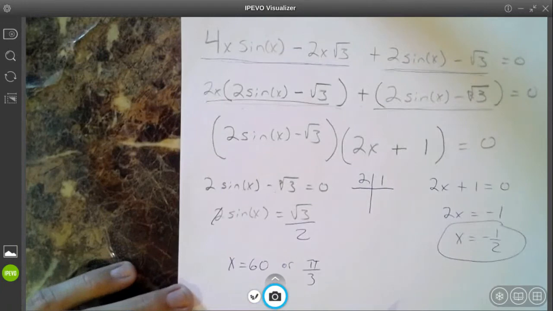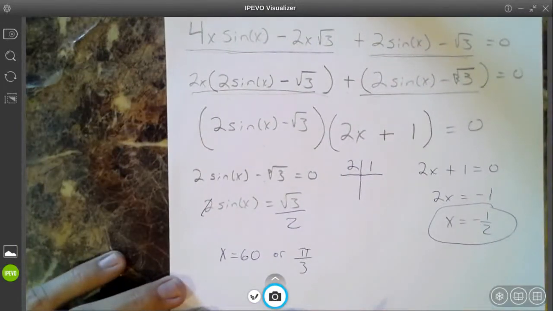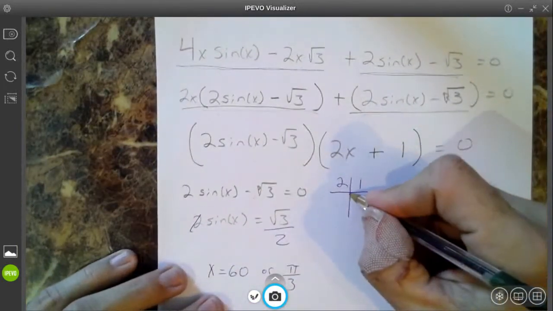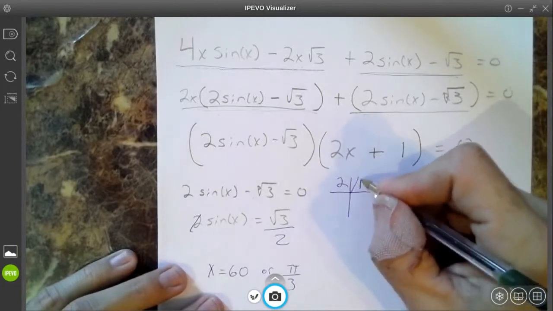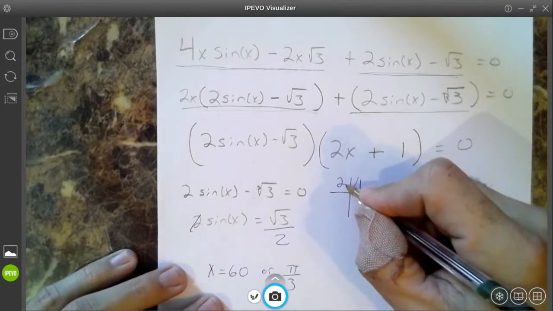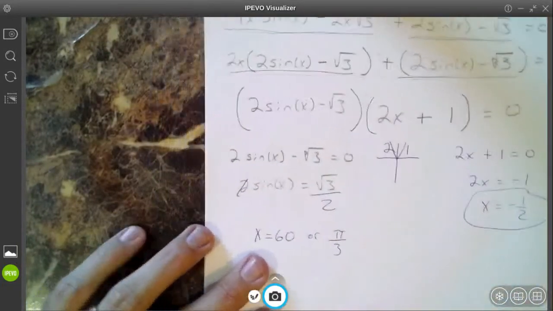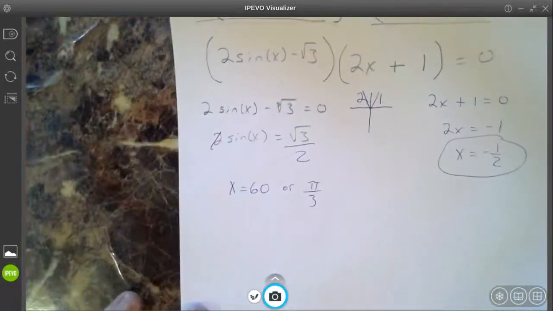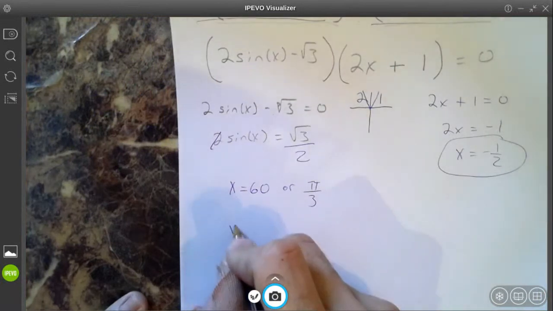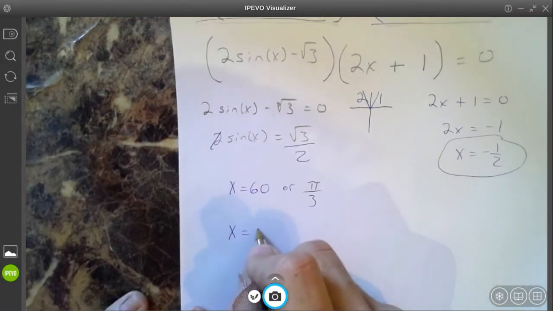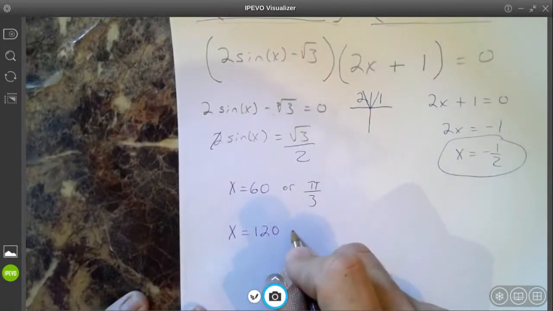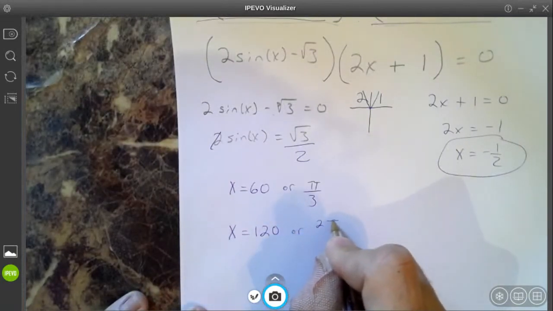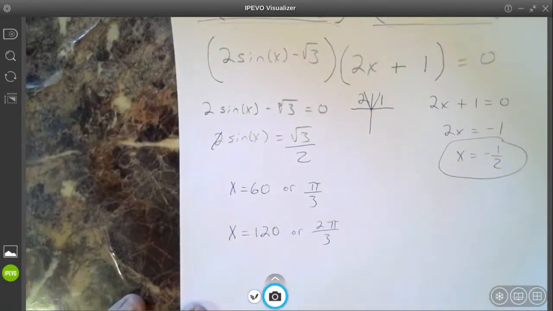And then for our other one, if we have the 60-degree angle there, we want that same reference angle in quadrant 2, and that's going to be at 120 degrees. So make sure you have that special angles chart. It'll be real helpful in finding your second and possibly third answers. So 120 degrees, and that would be 2 pi over 3.